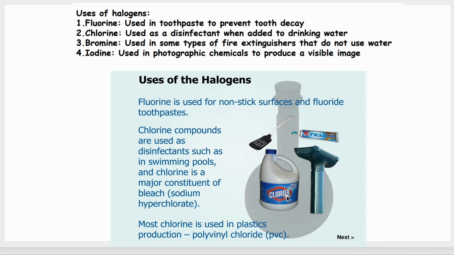Here, Clorox, precisely the name has some chlorine, and it contains hypochlorous. And then a lot of plastics are PVC, which is polyvinyl chloride, which contains chlorine as well.